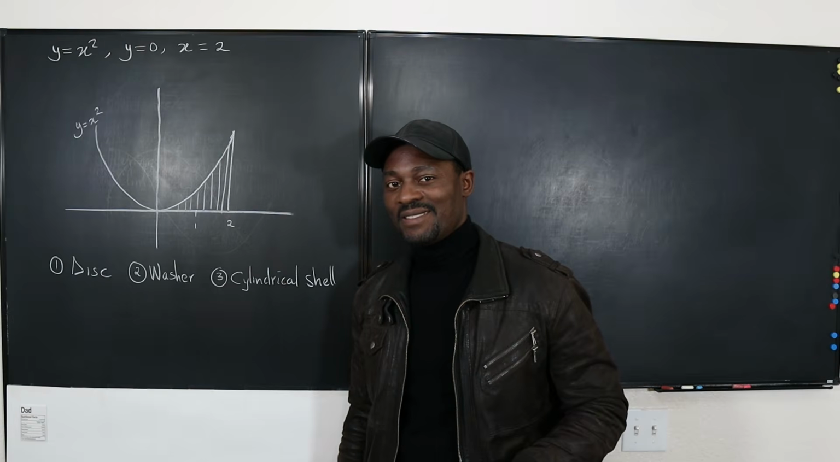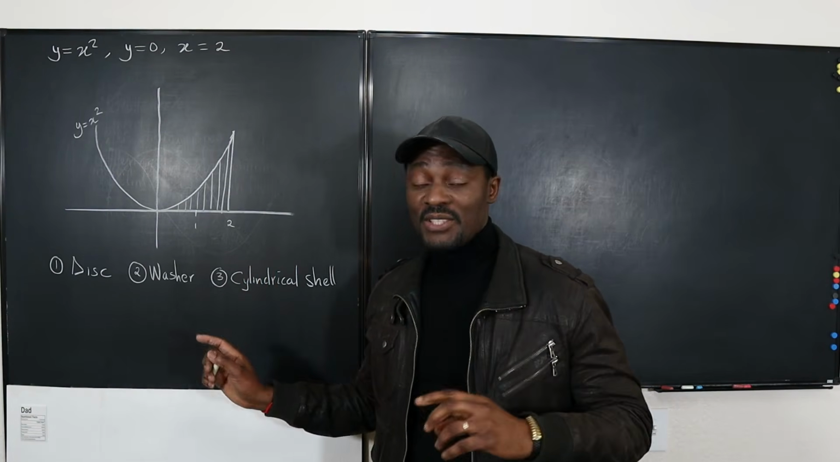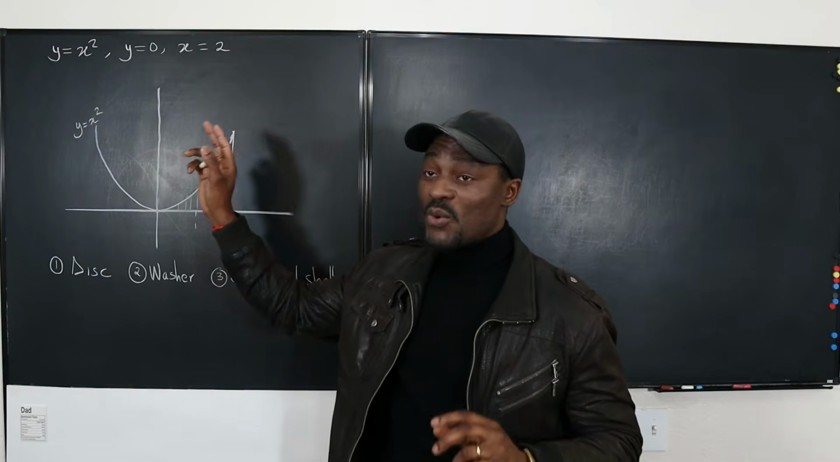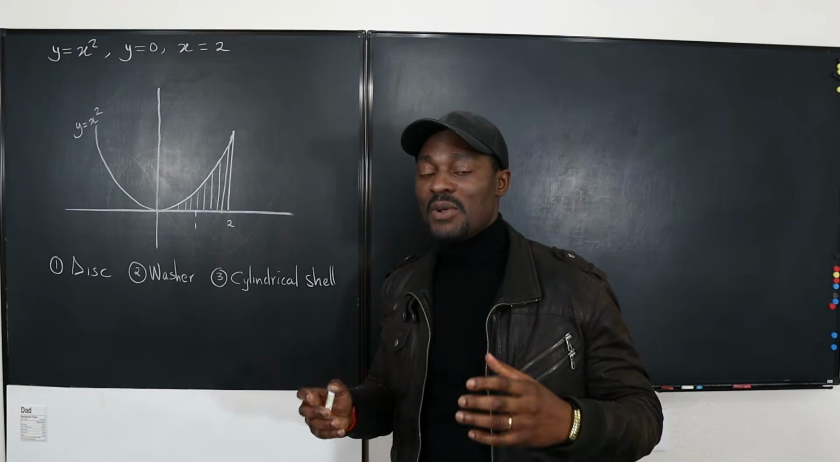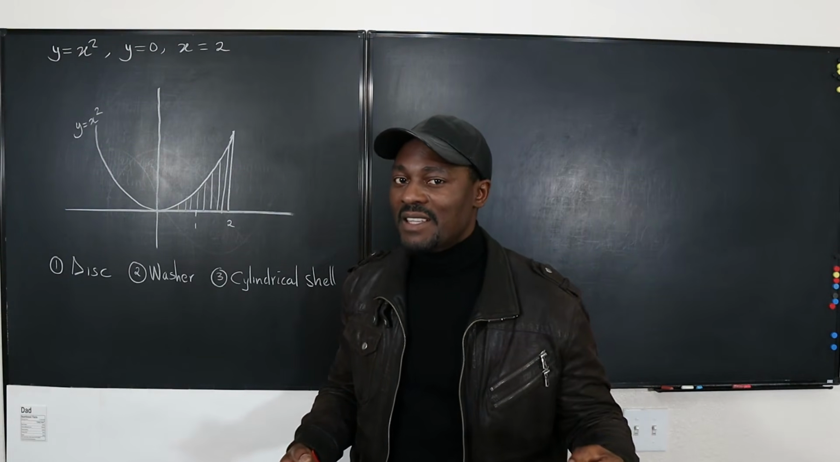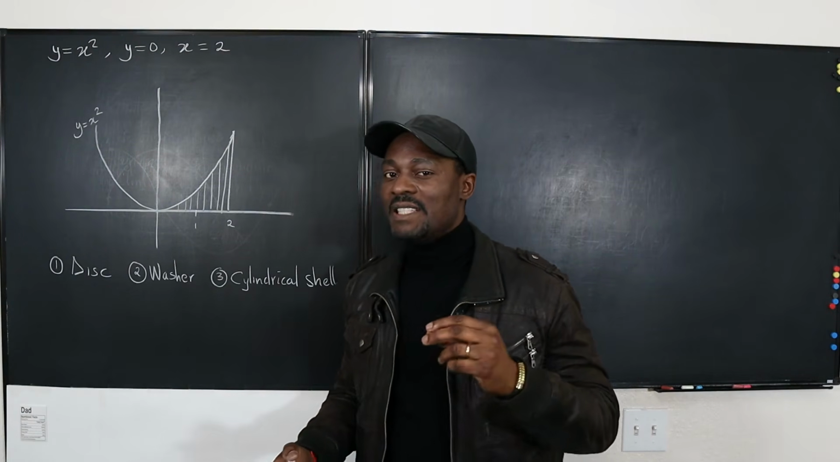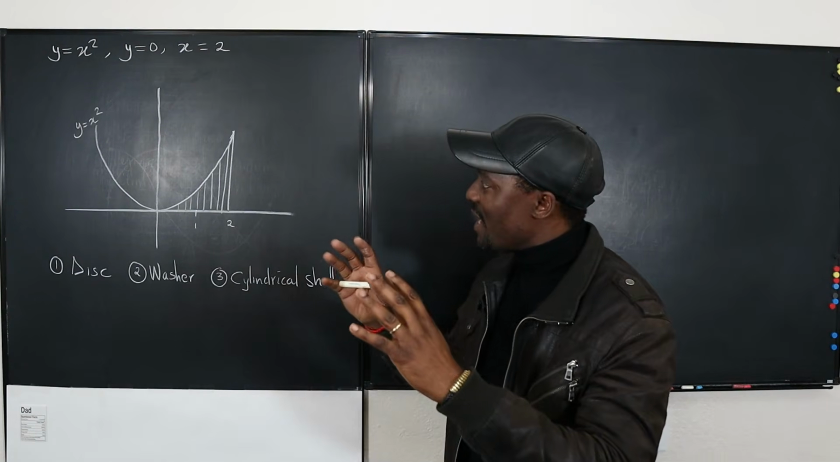Welcome to another video. In this video, I'm going to use the same question, the same functions, that is y equals x squared and y equals 0 and x equals 2, to explain the idea of a disk, a washer, and a cylindrical shell.